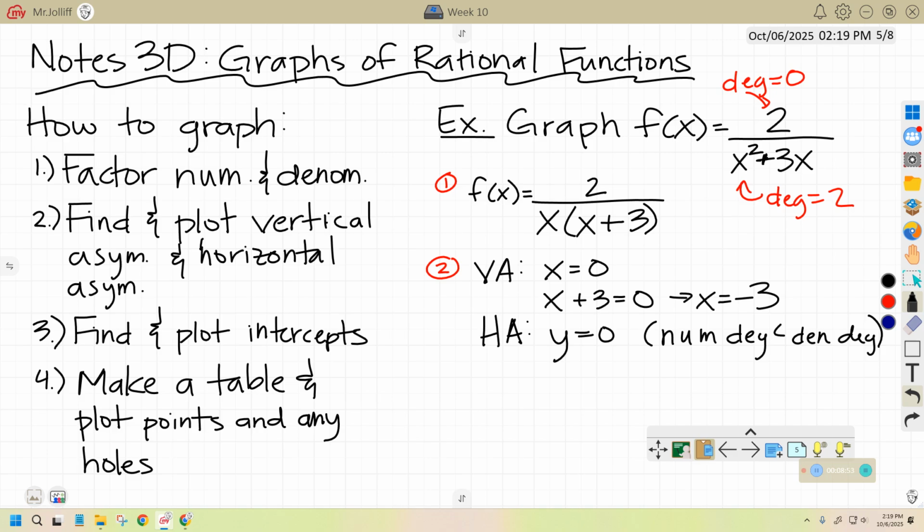Top is smaller than bottom. Y is equal to 0. So I can start graphing before I make my table of values.